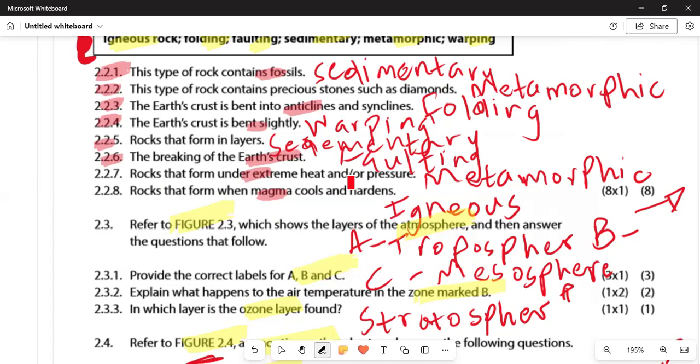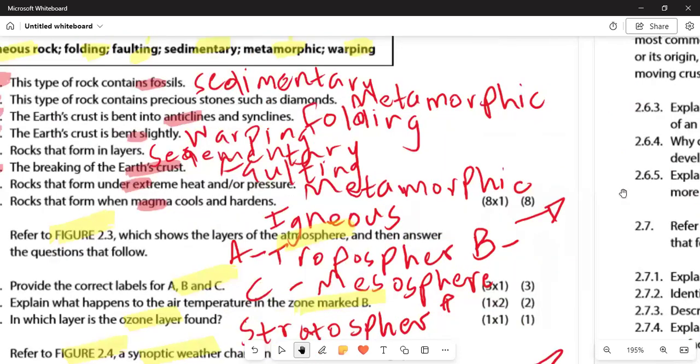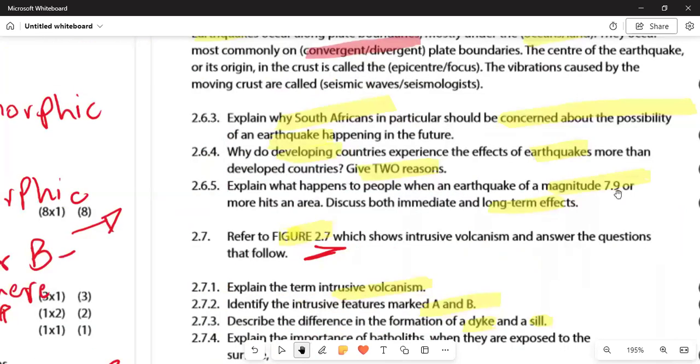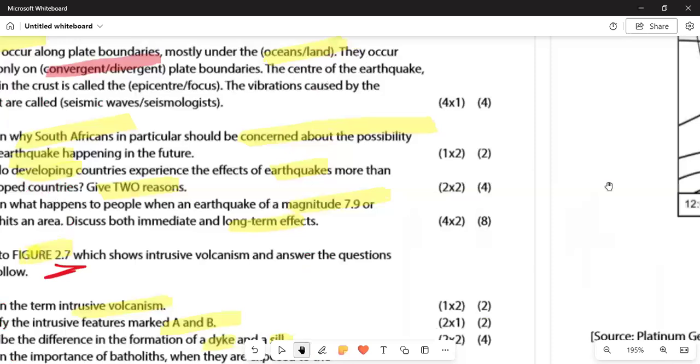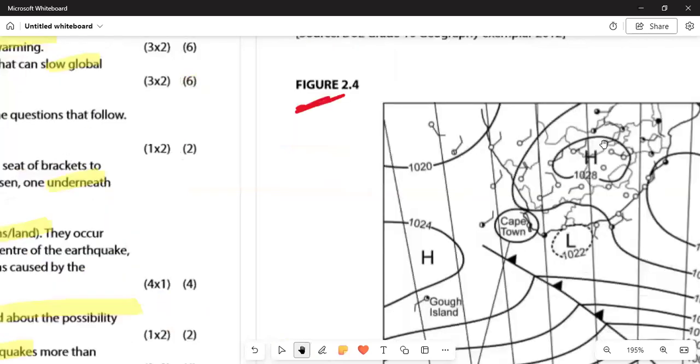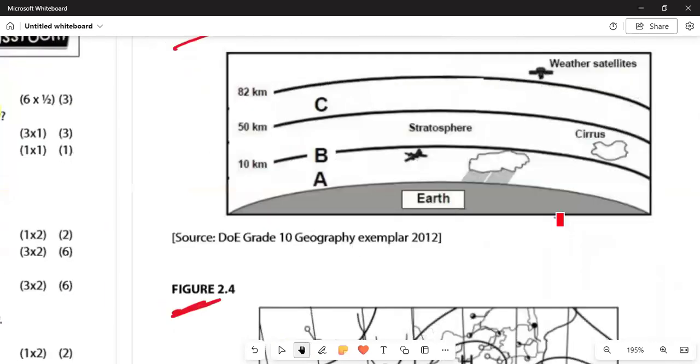And then 2.3.3, in which layer is the ozone layer found? It is found in the stratosphere. We know that ozone layer, it is found where? In the stratosphere. And then if ever we are moving on again to these labelings, we can see what happens there, the wind at B, that is what the question is asking us.